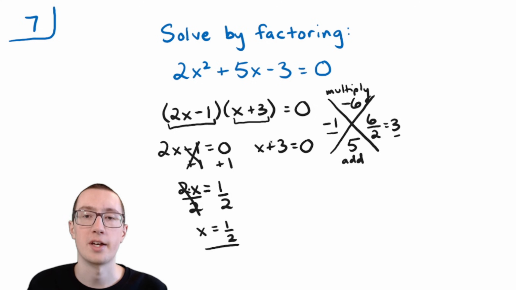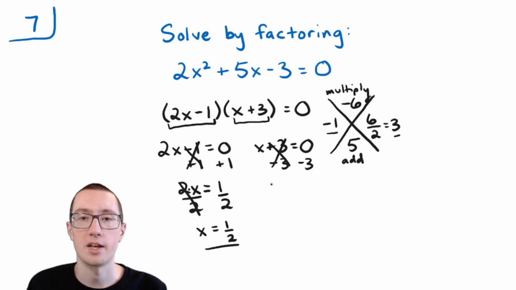And now on the other side, we have x plus 3 equals 0. Well, this one's a little bit easier because it's just one step. We have a plus 3, so we need to do the opposite of plus, which is minus. So we'll subtract 3 from both sides. These cancel out, and we just have x equals 0 minus 3. This 0 isn't doing anything, so it's just minus 3. So our two answers are 1/2 and minus 3.